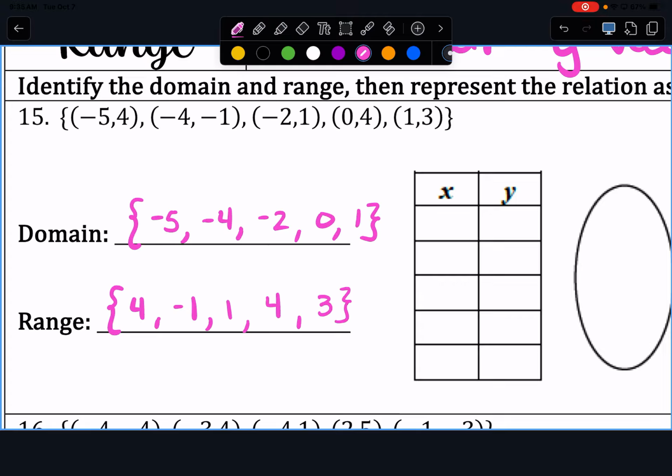Now, we are going to do x and y values in a table. So we're just going to put the points in here. So the first point is -5, 4. Then -4, -1; -2, 1; 0, 4; 1, 3.